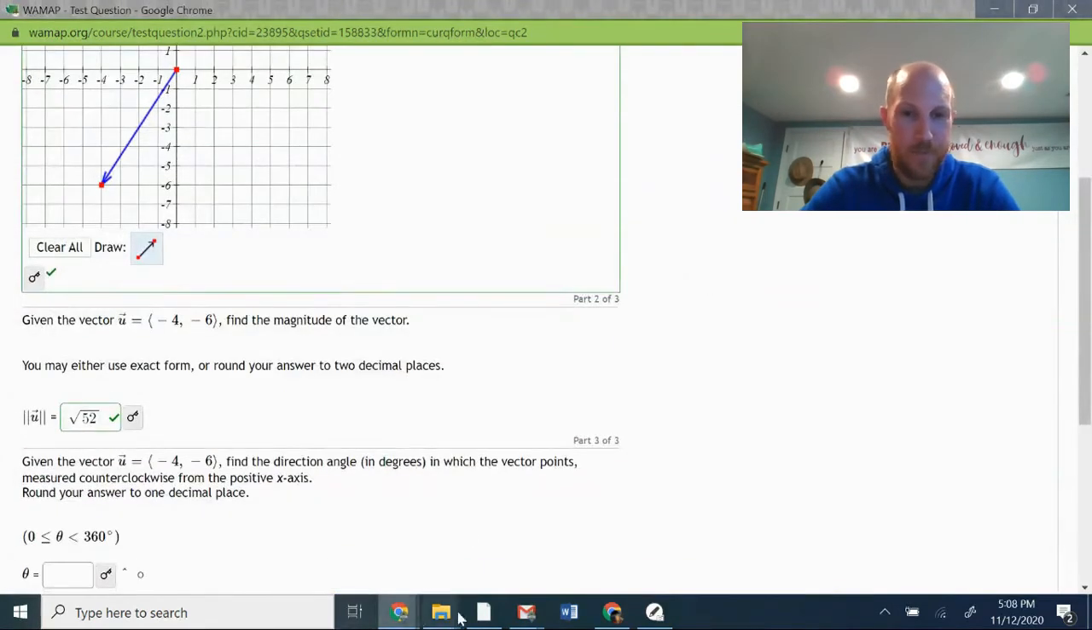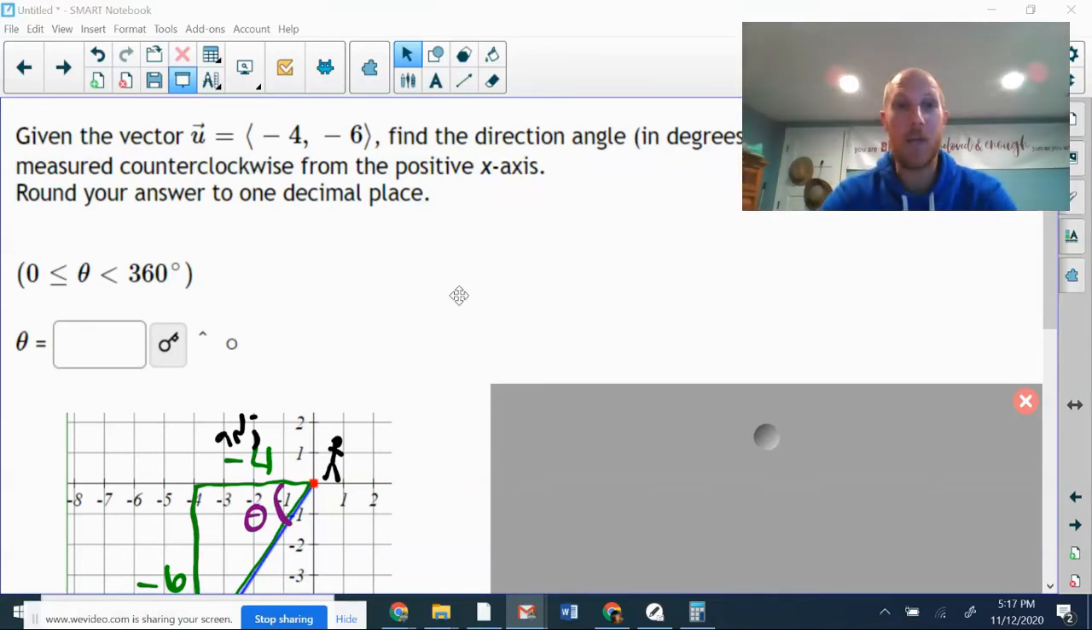And that is correct. All right, last part asks us to find the direction angle in degrees in which the vector points measured counterclockwise from the positive x-axis.